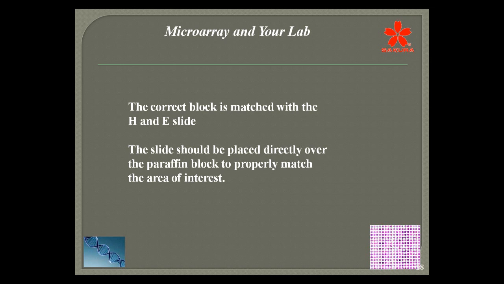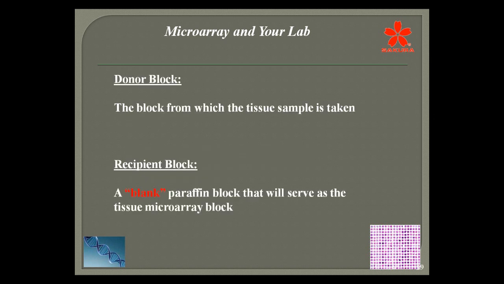The correct block then is matched with the H&E slide. By all means, that's something that we need to do, is to be sure the identity, both the slide and the block, match. It's easy to pick up the wrong one if it can look alike or whatever, and be sure that you have exactly what you're wanting to make the array up. You'll take the slide and place it directly over the paraffin block and properly match up the area of interest, as you've already seen in the prior slide.